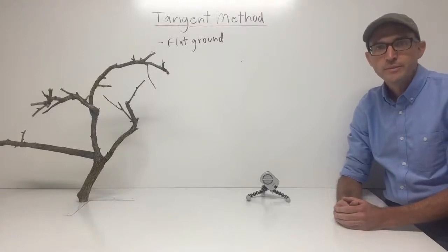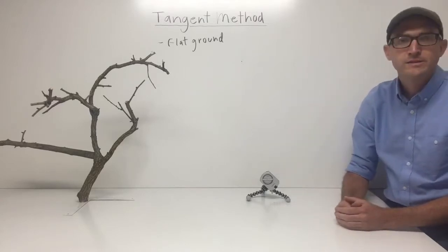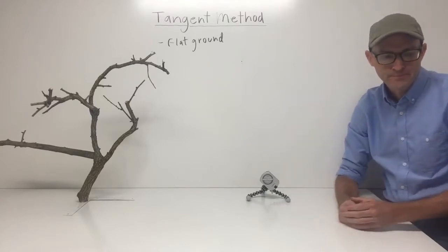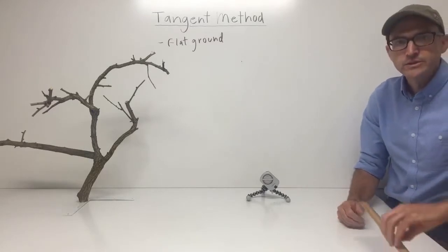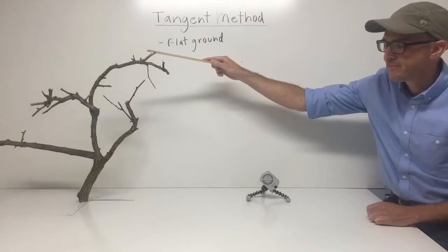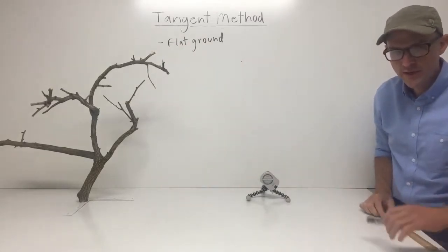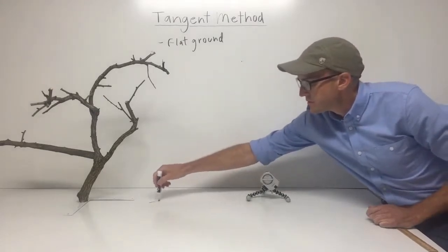In this video, we're going to measure the height of this tree model utilizing the tangent method. This model represents a wide-spreading tree on flat ground. The first thing we need to do is determine where the top of the tree is. The top is right here. And then we need to determine the point on the ground directly below the top, which is right here.